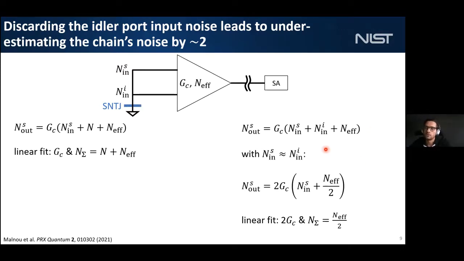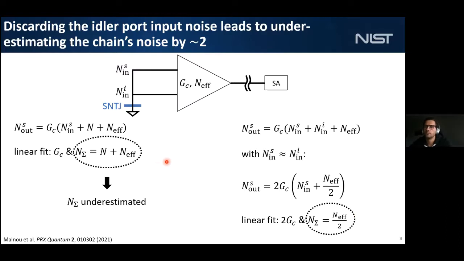And in the limit where the input signal and idler noise are equal, you can rewrite it like this. And so now your interpretation of the y-intercept is completely different. Let's say you were getting a half quantum in the first case, and you were super happy because it meant that your amplification chain was quantum limited. When you recast this result in the second, which is the true case, it actually means that N sub F is twice that, so 1 photon, and your chain is not quantum limited at all. So you have to be careful and include this idler input noise when you do those noise measurements.